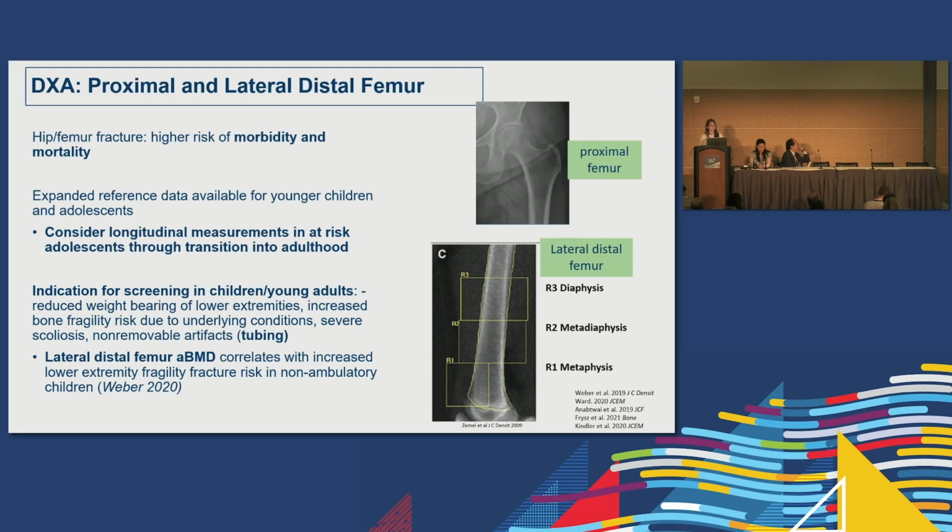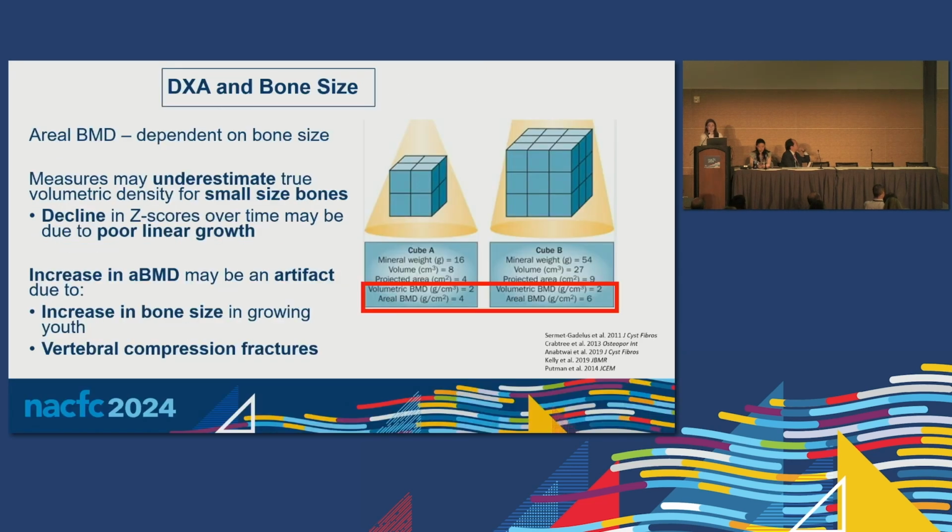There's conflicting reports on fracture prediction using the hip in younger populations with DEXA, but there have been studies that showed strong correlation, especially with the lateral distal femur DEXA measurement Z-scores and risk of lower extremity fracture in non-ambulatory patients. So we've talked a lot about DEXA, but it's really important to be mindful of any limitations.